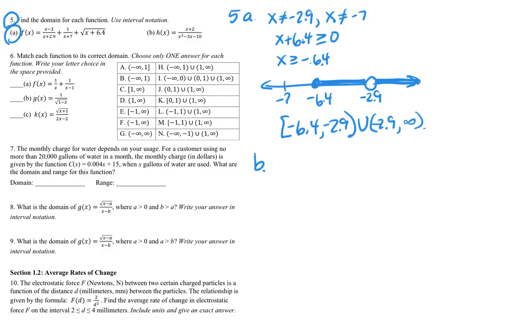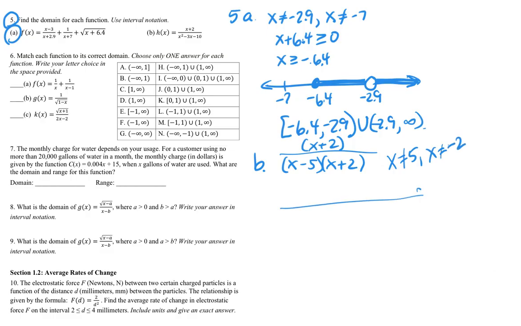Let's look at b. I noticed that the denominator is not factored. So the first thing I'm going to do is factor the denominator so that I can determine when the denominator is equal to 0, and I know those points will be thrown out. If I factor that denominator, I'll have x minus 5 times x plus 2 in the denominator. And I can see that I need to throw out x equals 5 and x equals negative 2.